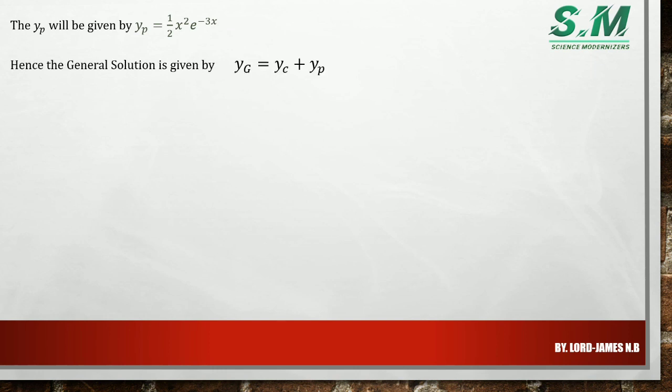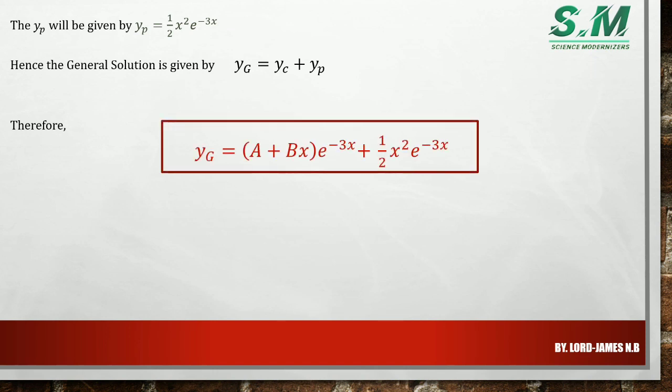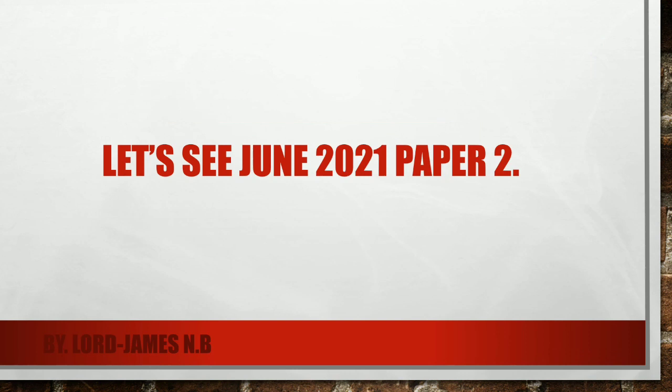Therefore we can now write the expression of the general solution, which is y equal to the complementary function, a plus bx e to the negative 3x, plus a half x squared e to the negative 3x. So that's what was asked in 2022. Now let's see what was given in June 2021 paper 2. It was actually a very similar problem. So let's see what is stated.